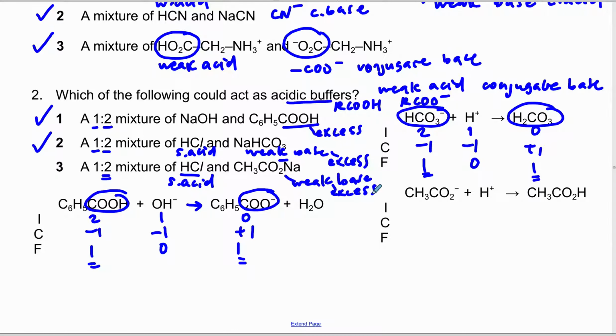So if I put everything in, I have 1 mole of HCl, 2 moles of CH3COO⁻, and this is 0. So -1, -1, +1, this will be 1, 0, 1, right? So you notice what you have at the end. You have some weak acid and some conjugate base, which will also make it an acidic buffer. So in fact, the answer is 1, 2, 3. Okay, let's move on to the next question.